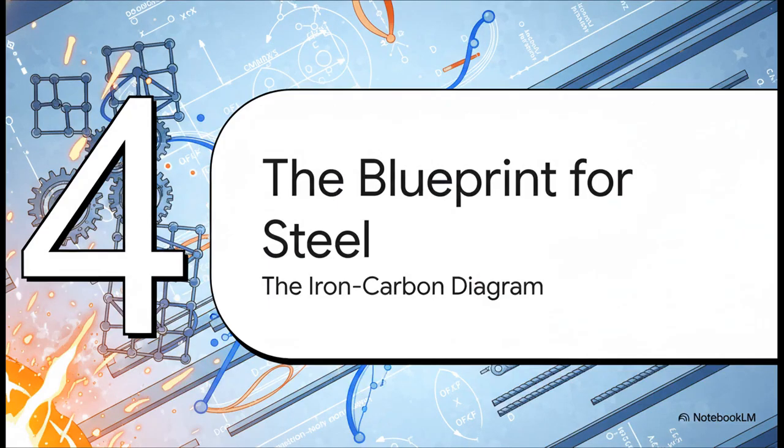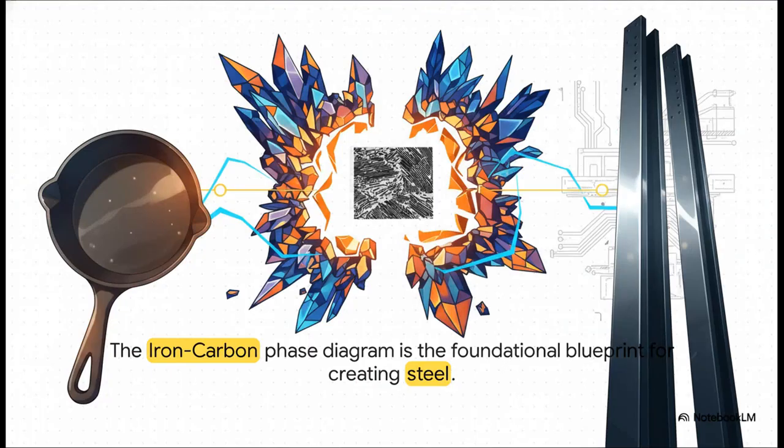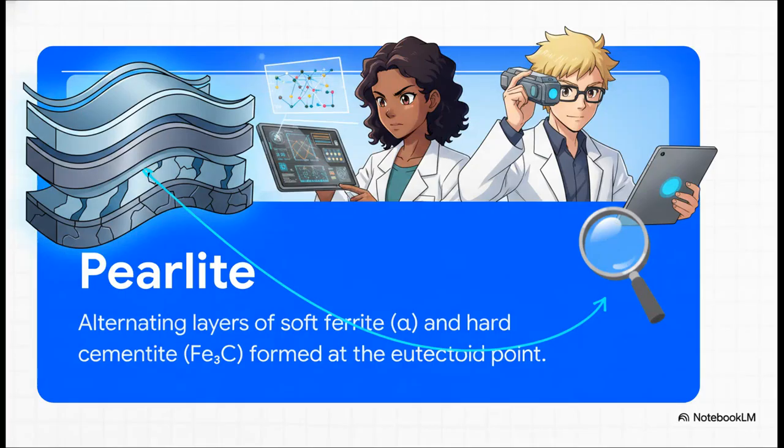Okay, now let's take this whole concept and apply it to, well, arguably the single most important material in human history, steel. And here it is. This is the phase diagram for iron and carbon. I know, it looks way more complicated, but it works on the exact same principles we just learned. This one chart is the foundational blueprint for creating everything from the cast iron in your cookware to the high-strength steel in a bridge.